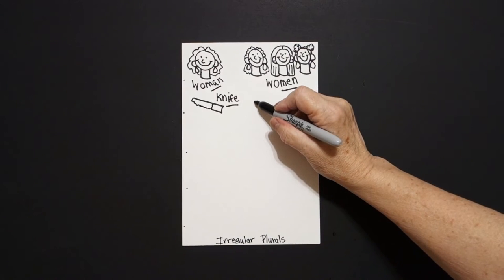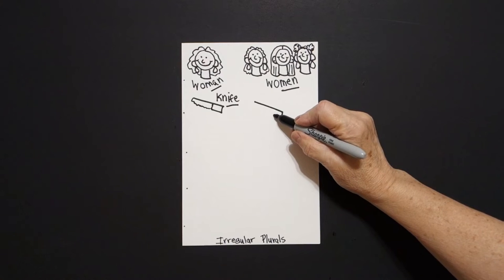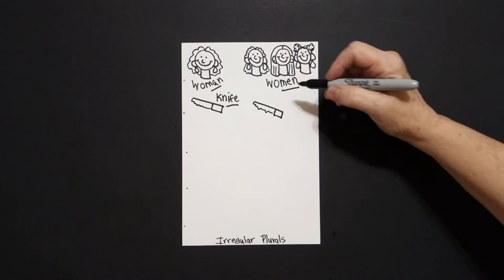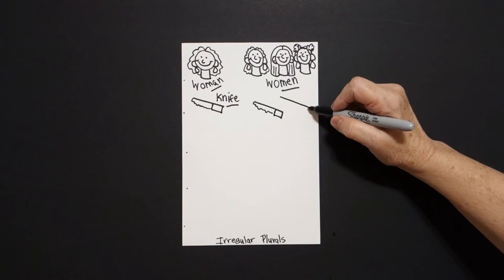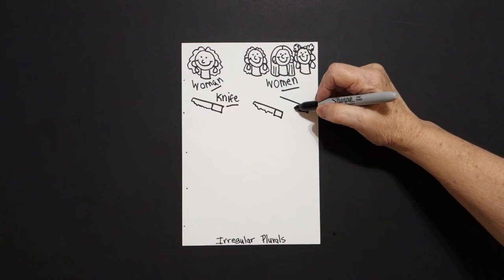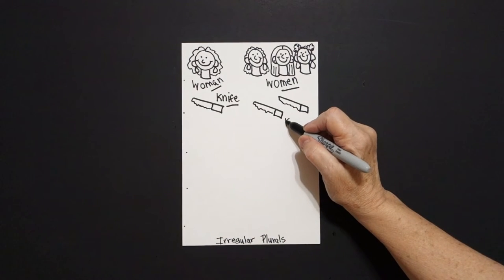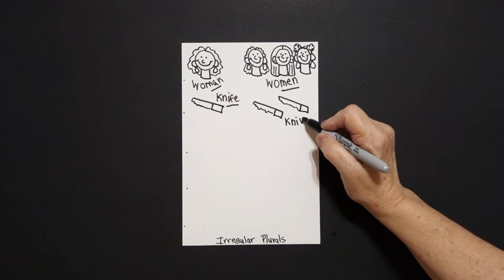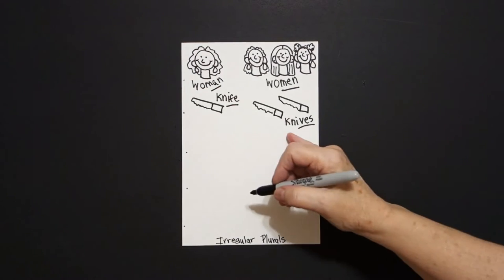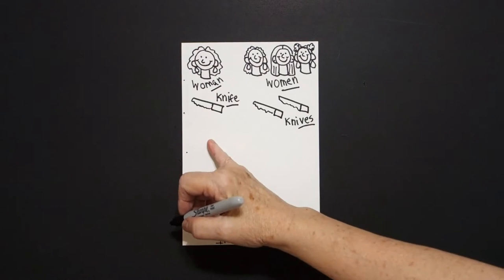But if I come over here and I draw straight diagonal, little straight line, straight line up, wavy, wavy line down, connect. Straight diagonal, little straight line, up, connect, wavy, wavy line, connect. Now I have two knives. Look at the end. I don't say knife, I say knives. Okay? Irregular plurals. Next one.